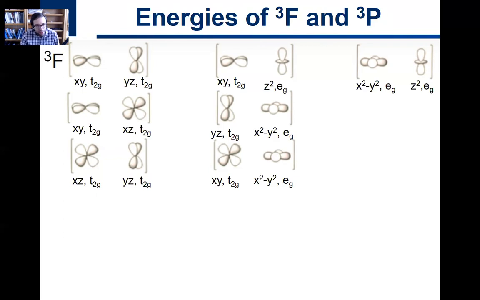How do all these pairs of orbitals transform in octahedral? Well, we know that the XY, the XZ, and the YZ transform as T2g symmetry in octahedral symmetry. And we know that the Z squared and the X squared minus Y squared transform as Eg in octahedral symmetry. So here we go.